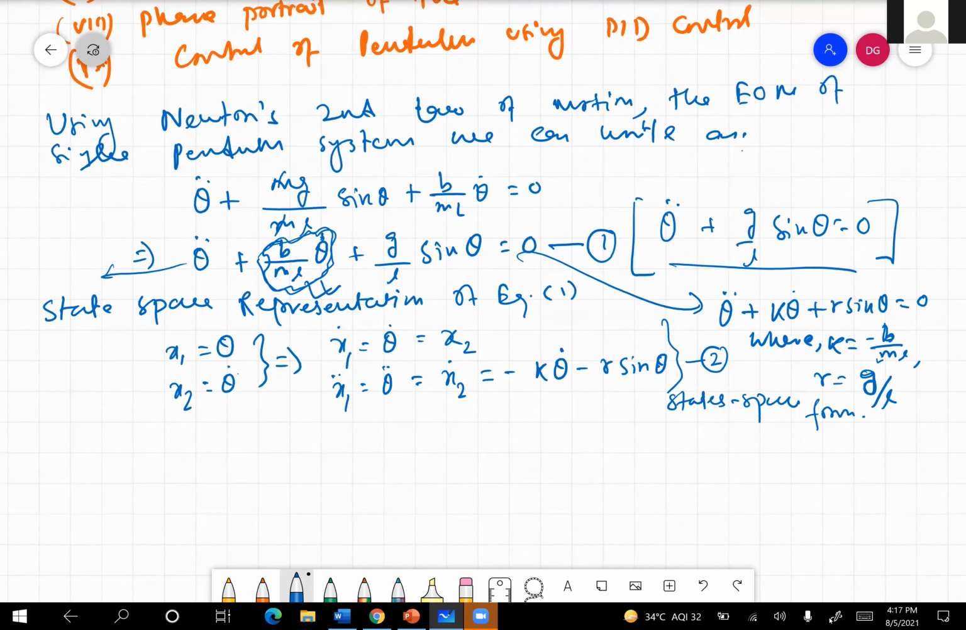Now we have two first order systems. I want to see the response of this system, how x1 and x2 propagate, how they evolve over time. We'll see in MATLAB, so I'll switch off my system and go to a different system.